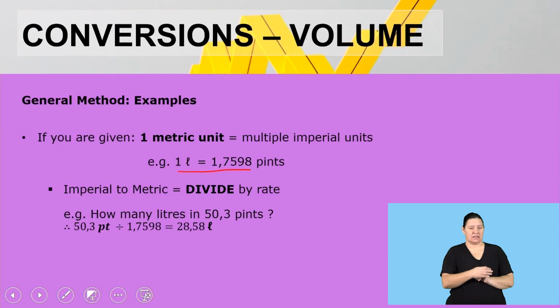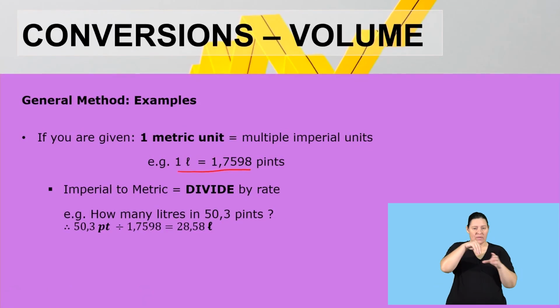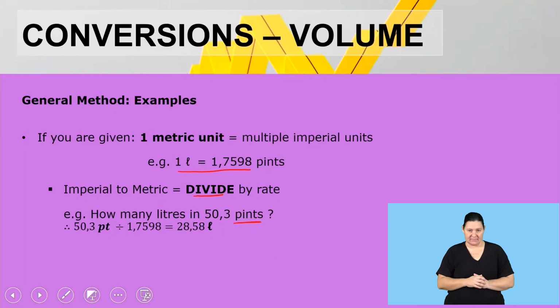So what do I mean by that? If you look at the following example, I'm asking here, how many liters in 50.3 pints? Right? We said pints was given, that's your imperial. We must move on to metric, so therefore I will divide by the rate. I'm taking the 50.3 and I divide it by the 1.7598. That gives us an answer of 28.5 liters.